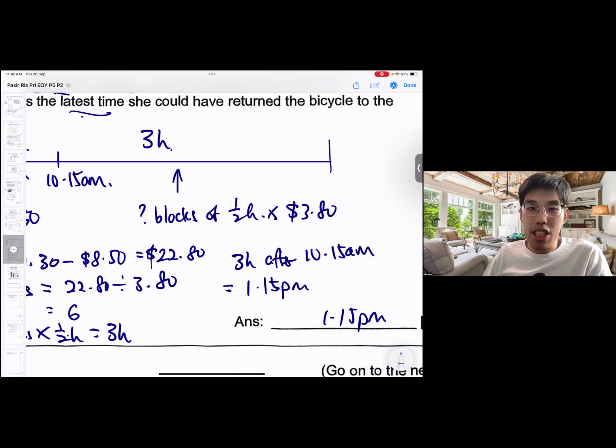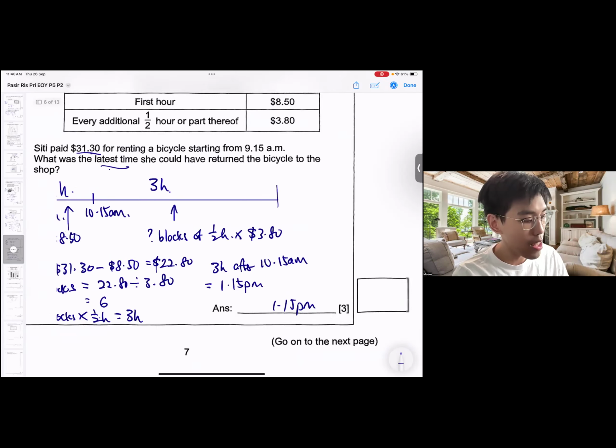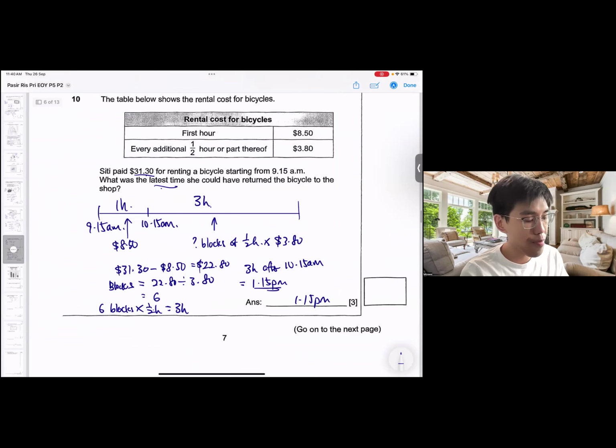A bit of an army knowledge here, but it really helps a lot. It helps me to appreciate time as well. Okay, so understand your 24-hour clock. It will help you a lot. Okay, so answer 1:15. That's for question 10.